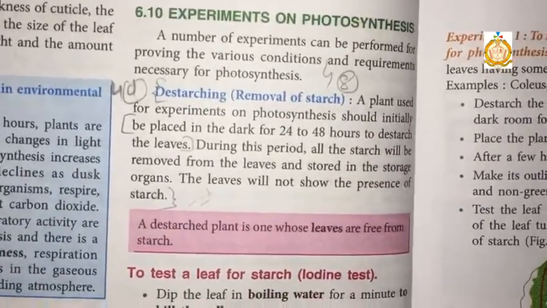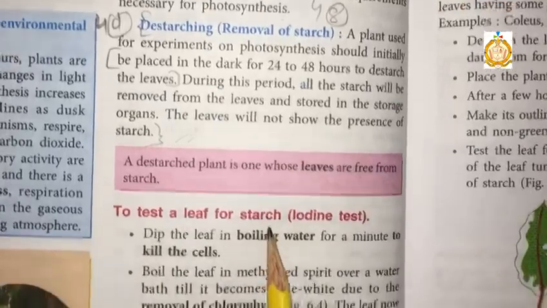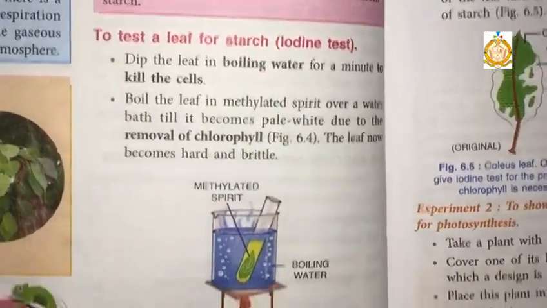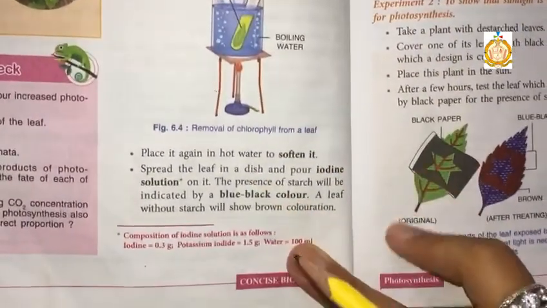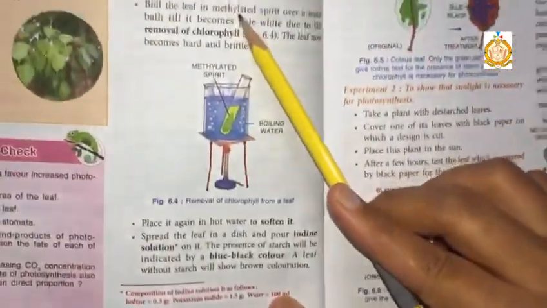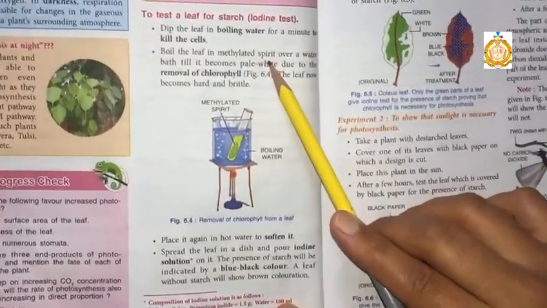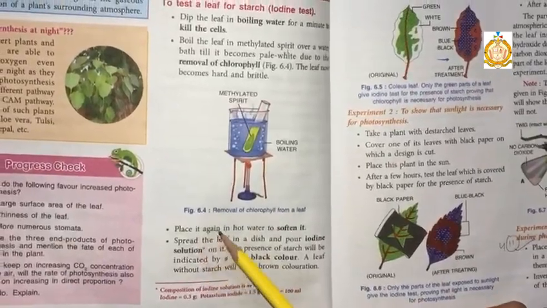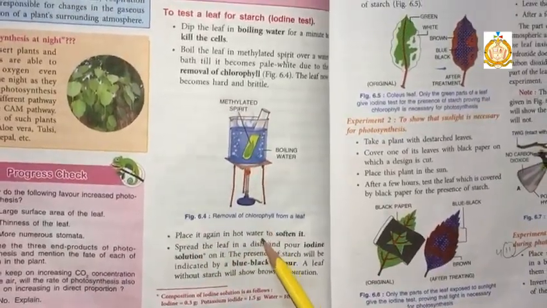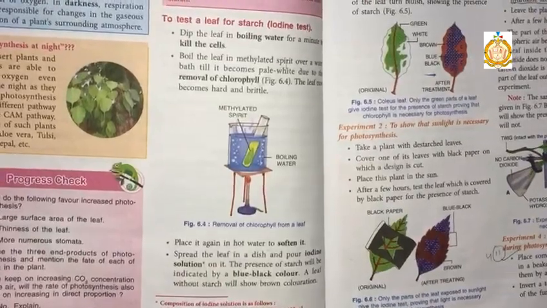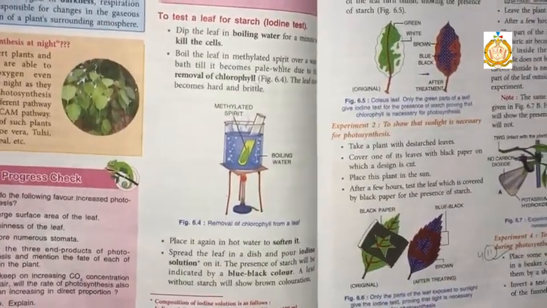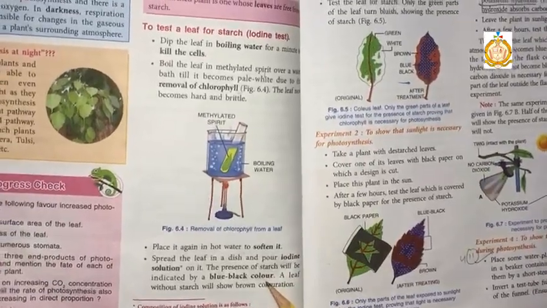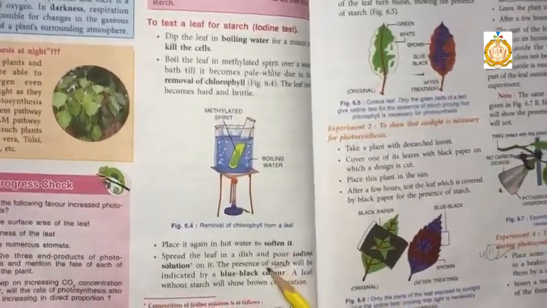Next, the test of a leaf for starch. The iodine test is used. In this, we dip the leaf in boiling water to kill the cells. Next, we boil the leaf in methylated spirit for removal of the chlorophyll pigment. Then we place it in hot water to soften it, and when we dip it in the iodine solution, the leaf turns blue black. Blue black color is the indication that starch is present in the leaf.